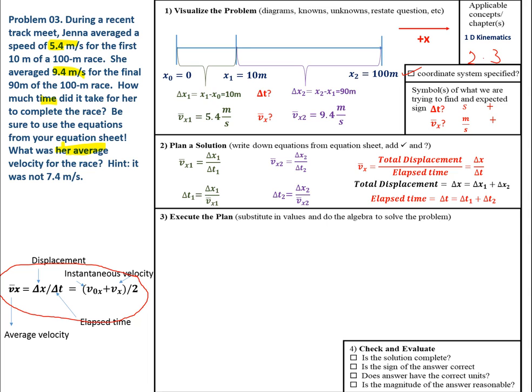Okay. Once you have the plan, it is really easy to execute it. So let's substitute knowns and solve for the unknowns.